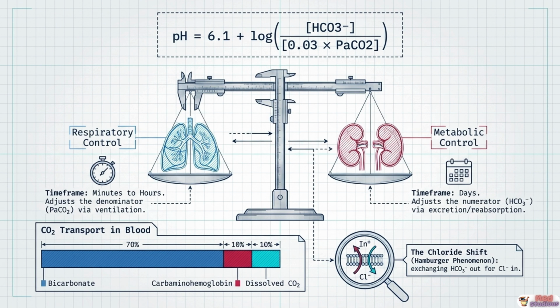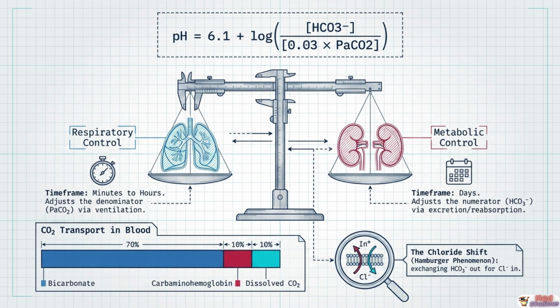Respiratory control adjusts the denominator of this equation, the partial pressure of carbon dioxide, through changes in ventilation, and this adjustment occurs rapidly, within minutes to hours. Metabolic control adjusts the numerator, bicarbonate concentration, through renal excretion or reabsorption, but this adjustment takes considerably longer, on the order of days. This timing asymmetry is precisely what allows clinicians to distinguish acute from chronic acid-base disturbances using a single blood gas measurement.